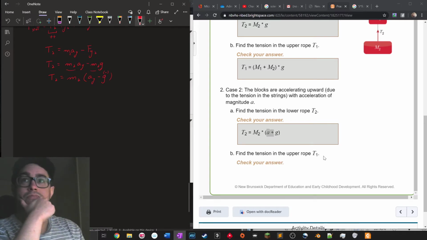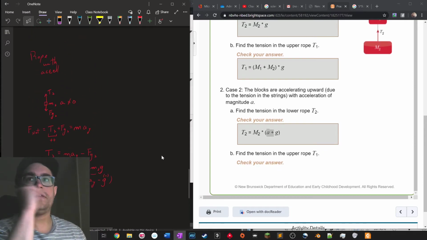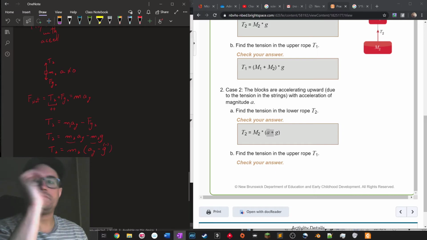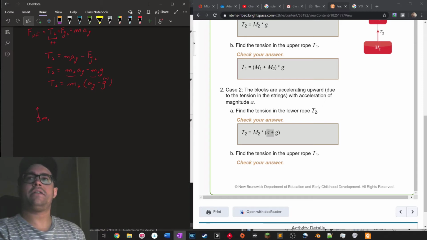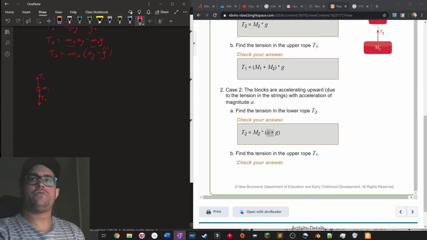Find the tension in T1. T1. What about T1? So this is M1, the second mass in the system, which is higher up. There's T2. And you'll notice I'm drawing over it, T2, because I can't stand bad diagrams. So T2 and what is it? FG2, right? That's it.